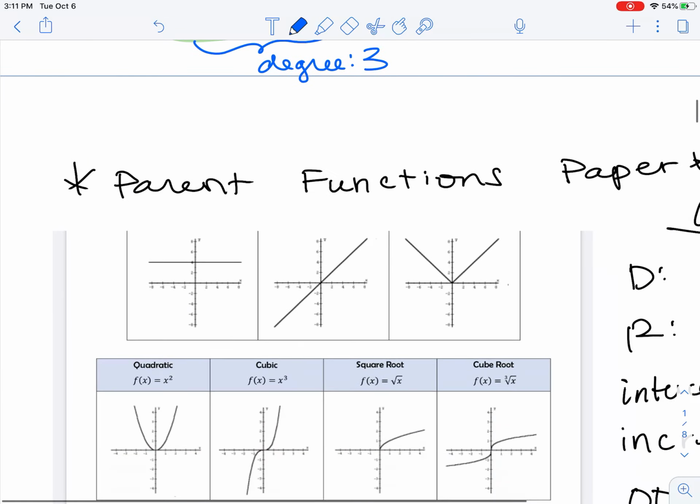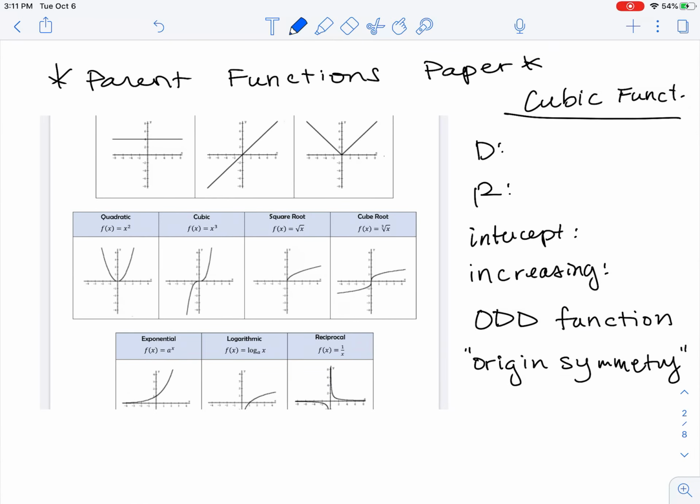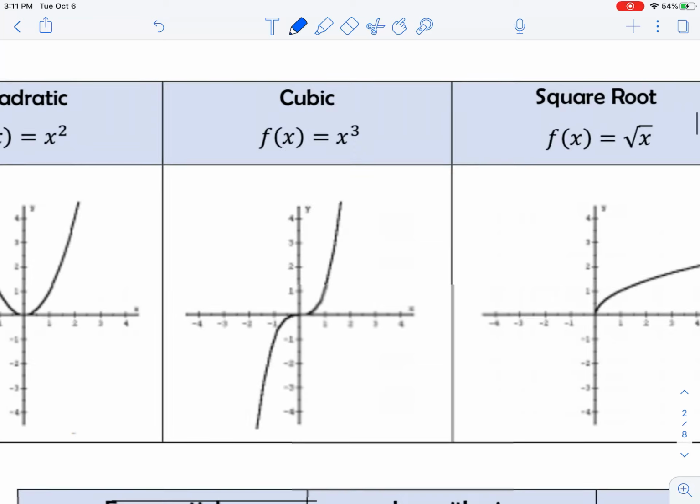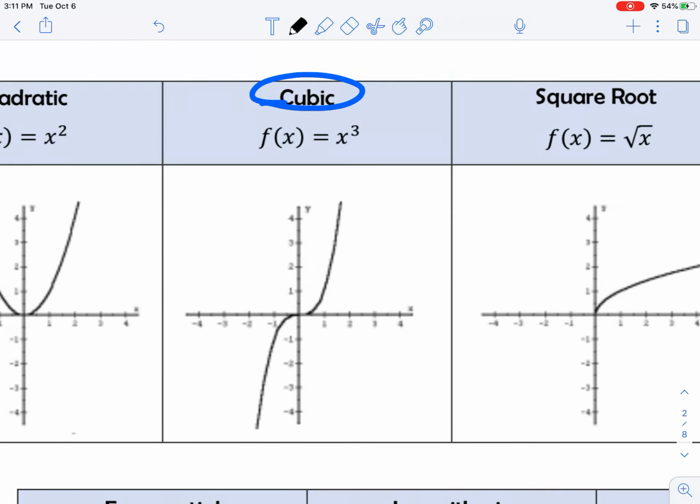I know you've seen degrees before. So here's the other thing. Remember this parent functions paper that I gave you? We're going to zoom in on this cubic function. We need to know a couple of things about our cubic graph. Looking here from left to right, it looks kind of like a snake a little bit, like it slithers.